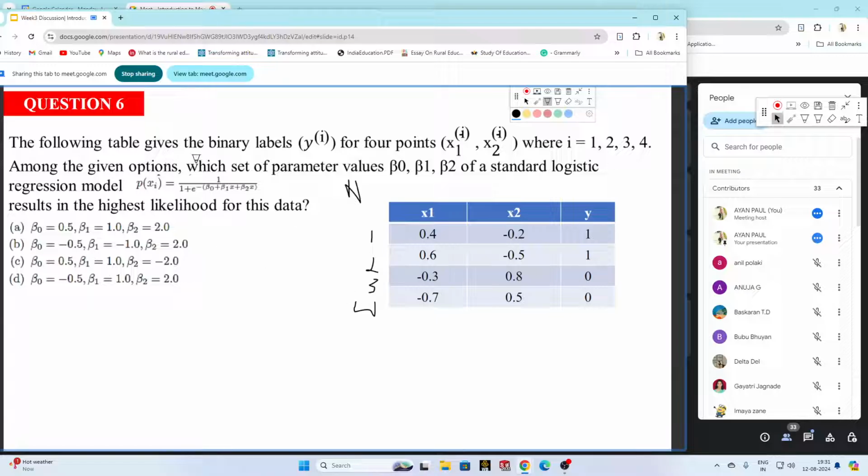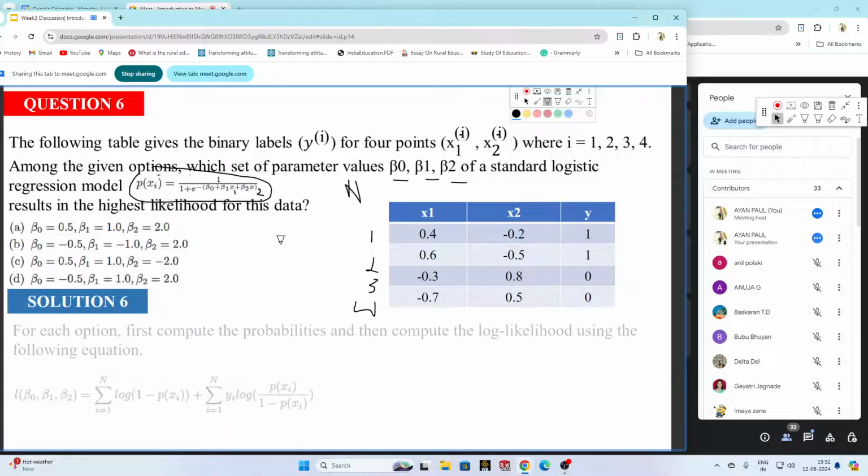So among the given options, which set of parameter values beta naught, beta 1 and beta 2 of a standard logistic regression model, where p(xi) is given, that is beta naught plus beta 1 x1 plus beta 2 x2, so p(xi) equals 1 by 1 plus e to the power minus (beta naught plus beta 1 x1 plus beta 2 x2), results in the highest likelihood for this data? So the highest likelihood, how will you find it?